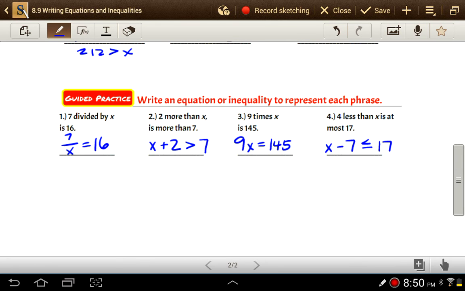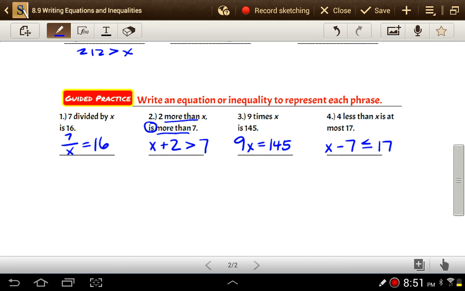Okay, first, write an equation or inequality. So in this, I have them mixed up. In the first one, it says 7 divided by x, 7 divided by x is, that's my equal sign, 16. In number 2, it says 2 more than x, x plus 2, is more than 7. Now, how can I tell the difference between this more than and this more than? The same words. How do I know one is a plus sign and one is an inequality symbol? Well, this says 2 more than x. The other one has a key word here, is. And you know when we talk about equations, I said is a key word for equals? Well, if I say is more than, then that's going to let us know that it's an inequality. So that's the difference between that more than and that more than.